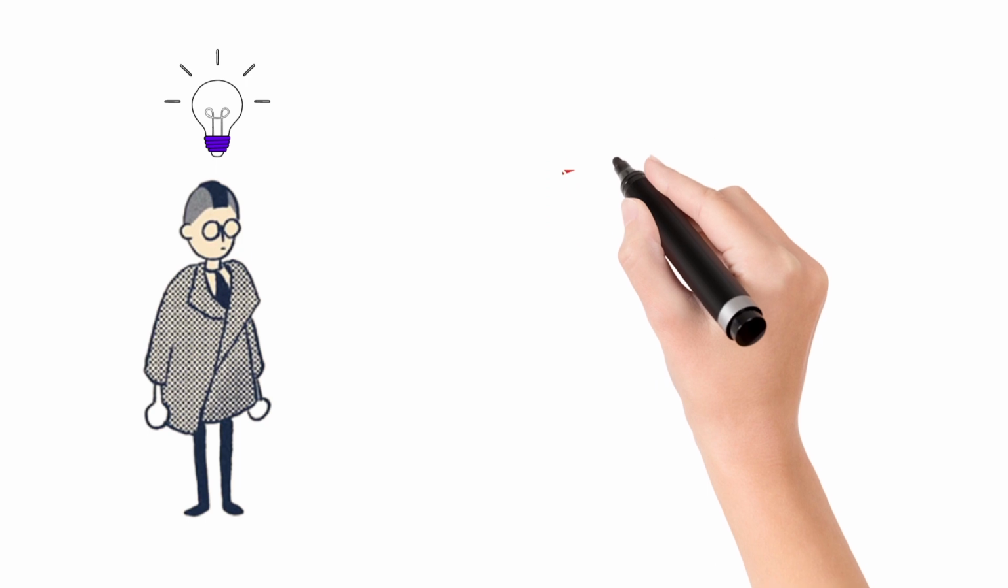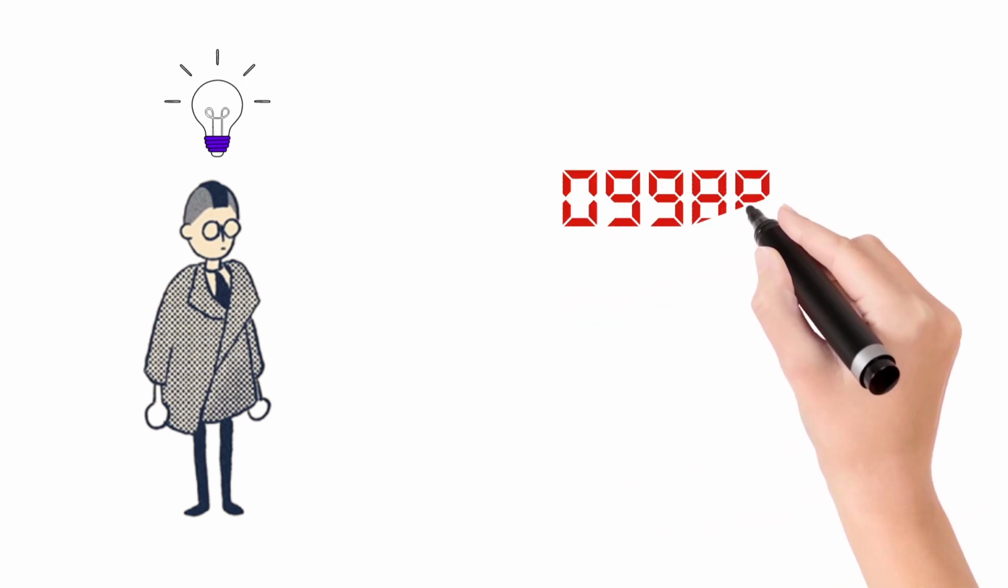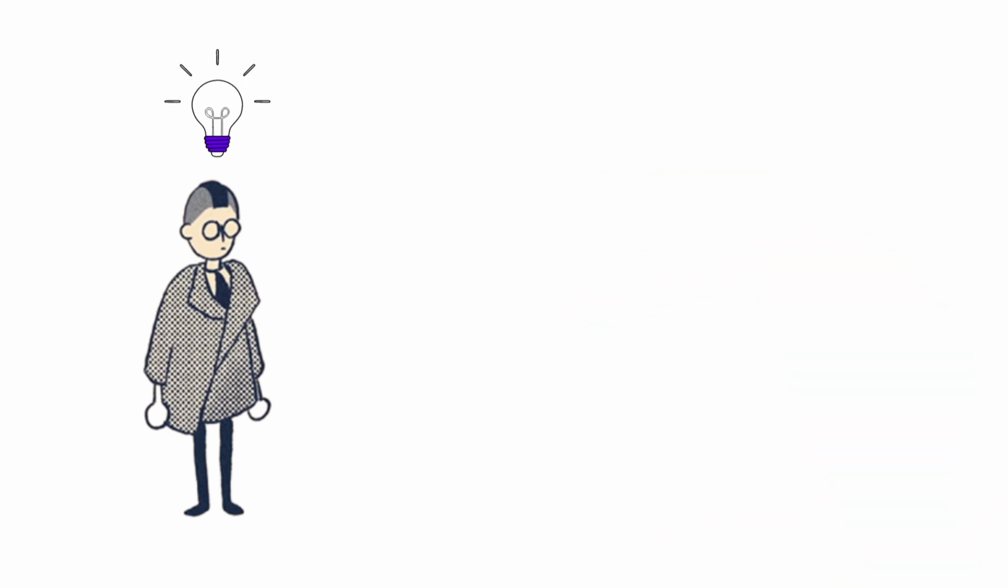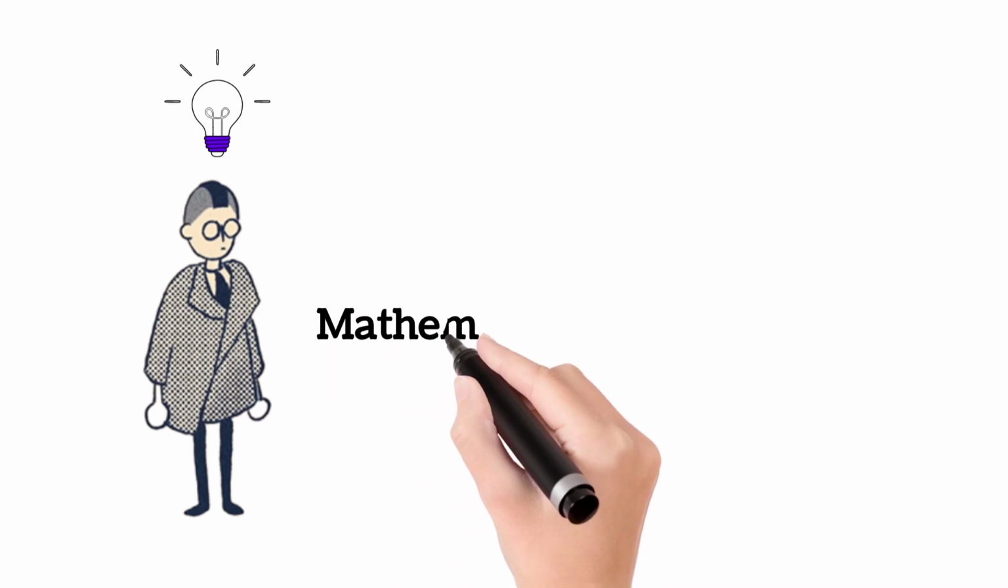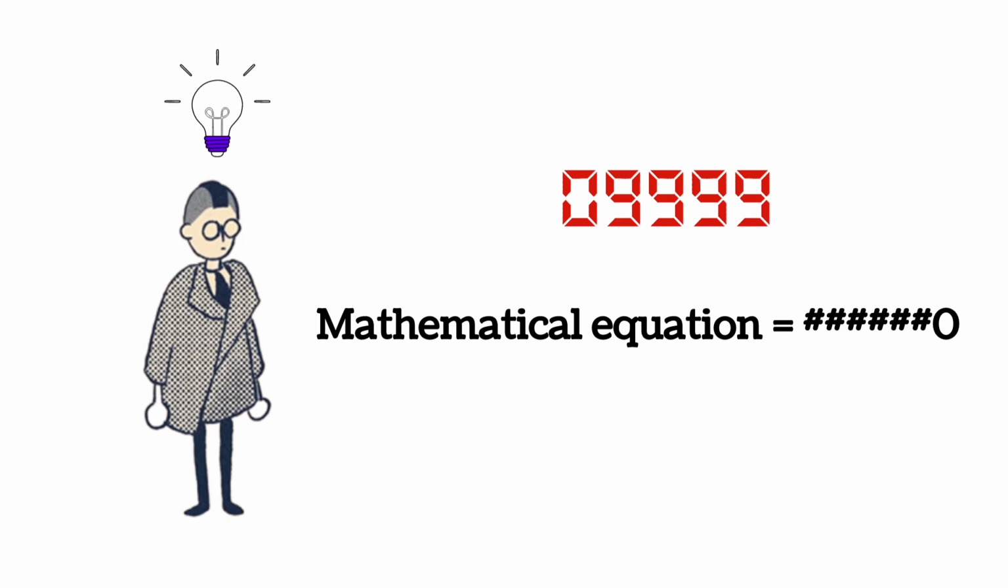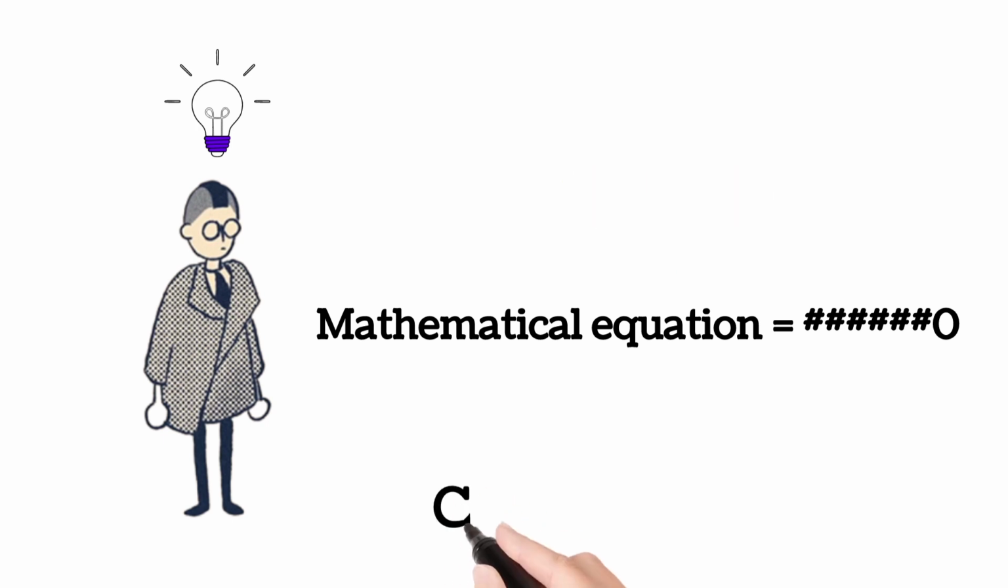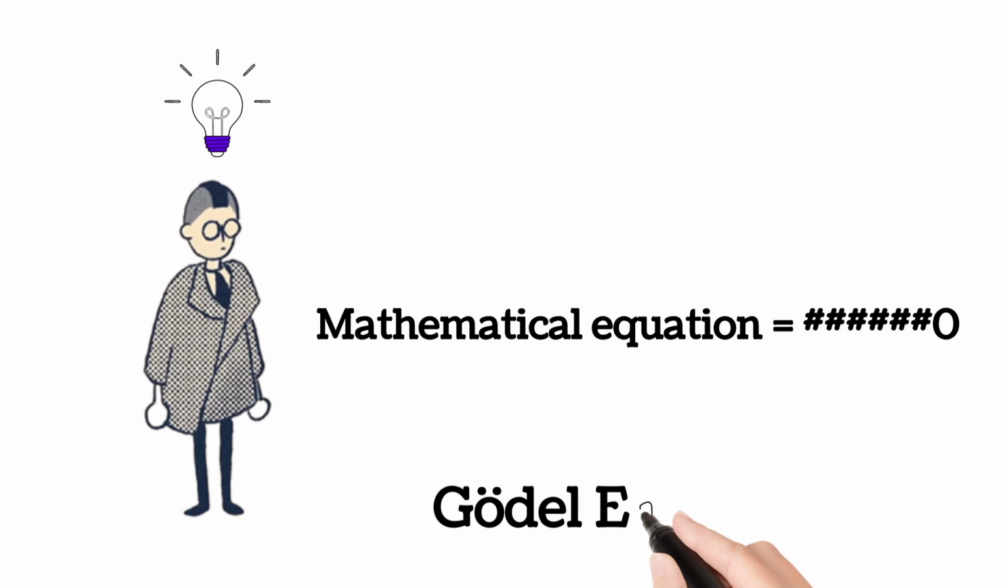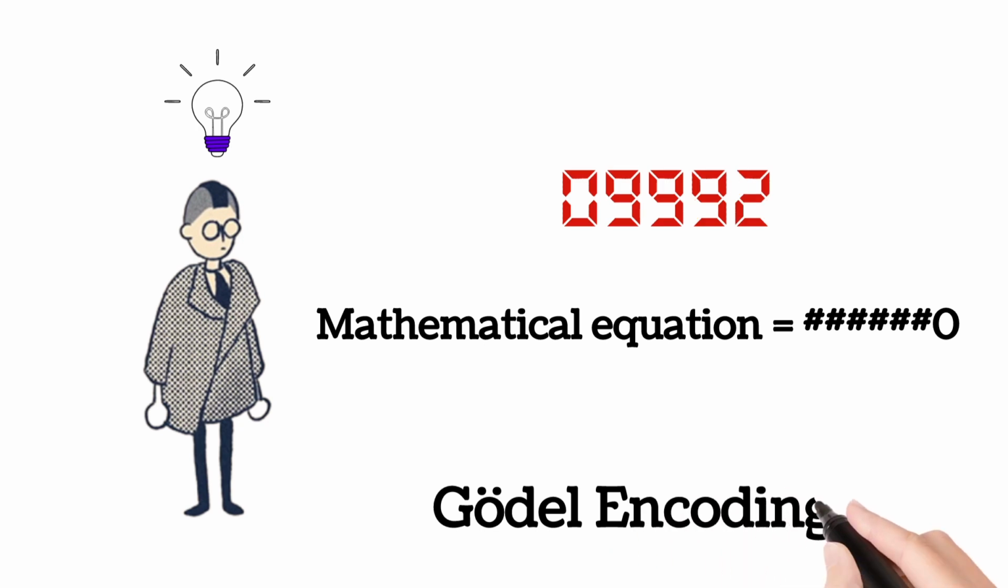First, he generated some code numbers representing mathematical statements or equations so that a complex mathematical entity could be expressed in a single number. This meant that mathematical statements written with these numbers were also expressing some characteristics about the encoded statements of mathematics. Thus, this method, named Gödel encoding, allowed mathematics to talk about itself.